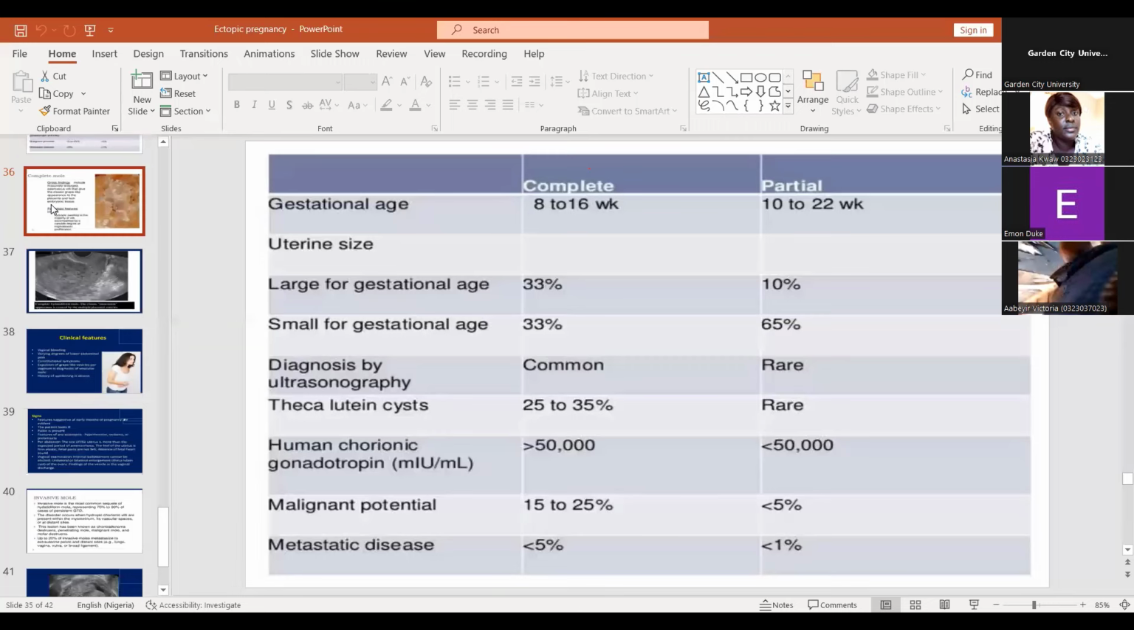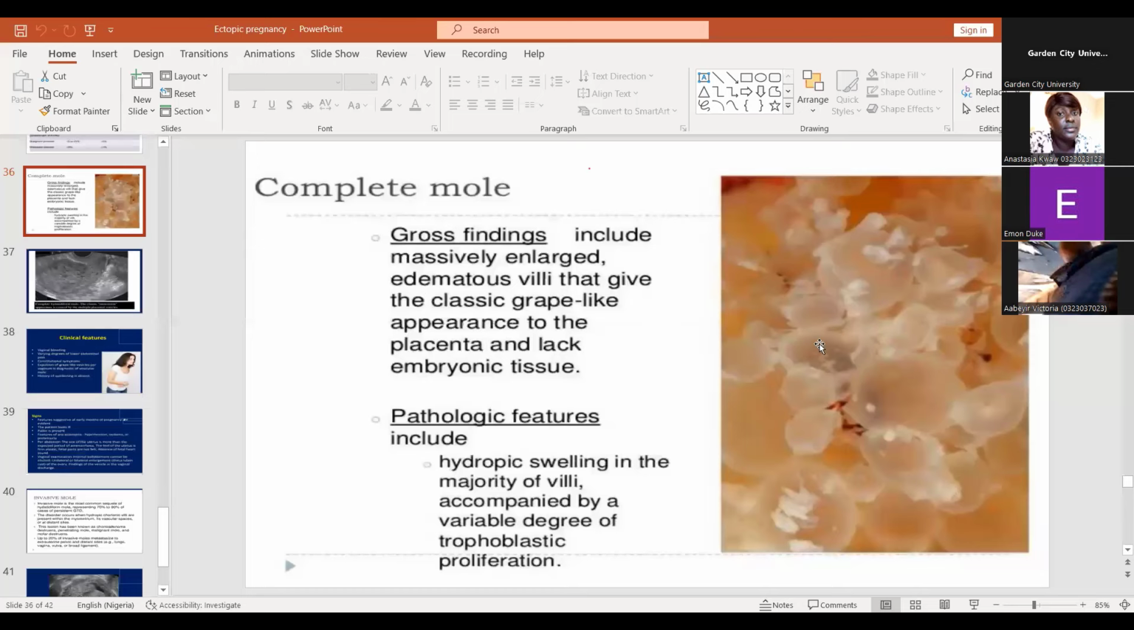Then incomplete, again, you see what you have seen there. Like I told you, if you see it with the naked eye, it looks like rice balls. Then gross findings. Gross findings include a massively enlarged abdomen, edematous villi that give the classic grape-like appearance to the placenta and lack embryonic tissues. I told you it will be like rice grains, but we are told here that the gross findings will be that they look like grapes. And true, when you look at it, you can see that it looks like grapes.